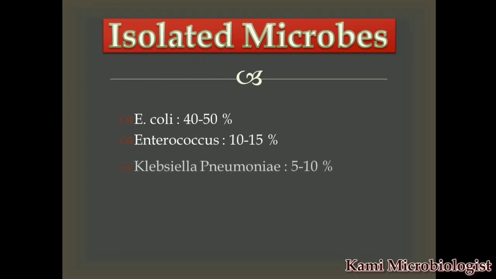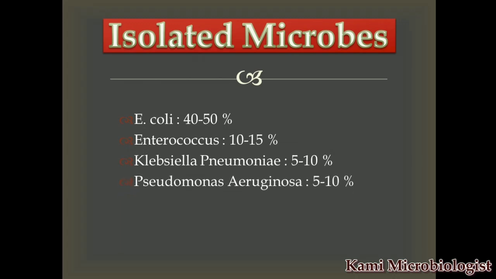Next we have Klebsiella pneumoniae, at 5 to 10%, and it is present because it is also involved in the GIT, the gastrointestinal tract, and it also causes urinary tract infection, which then leads to prostatitis. Next we have Pseudomonas aeruginosa. Pseudomonas aeruginosa is 5 to 10% available in prostatic fluid during infection, and it is present because we know that Pseudomonas aeruginosa is a hospital acquired infection, and it is present mostly in immunocompromised patients.